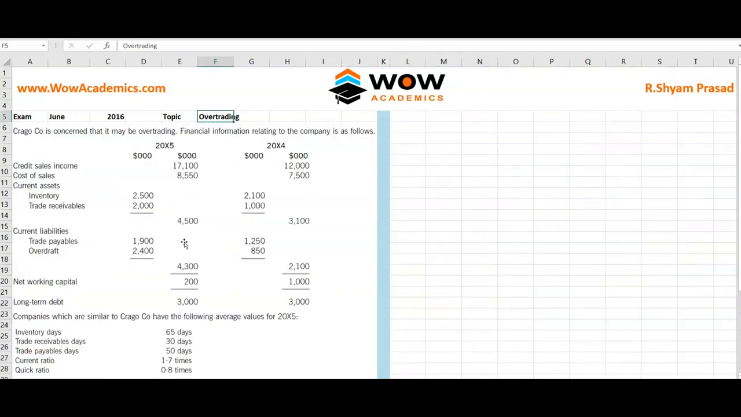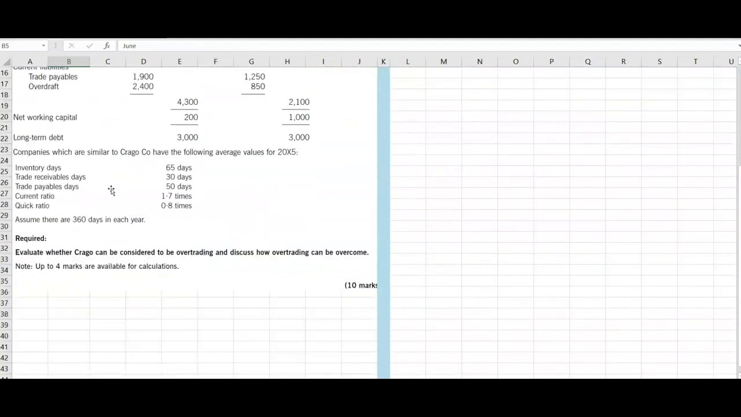So we'll start from here. So this question is about overtrading, and it has appeared in June 2016. So we'll start from the required. Required is evaluate whether cargo can be considered to be overtrading and discuss how overtrading can be overcome. So it's a two-part question. You have the word and.